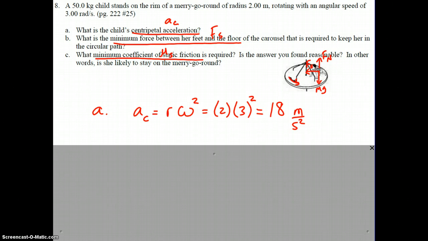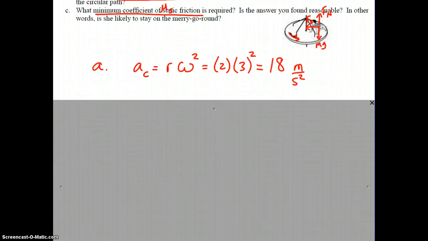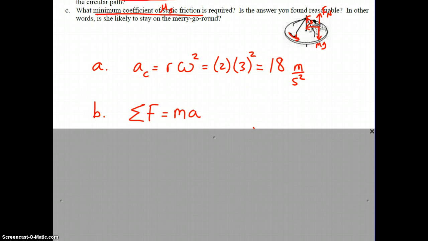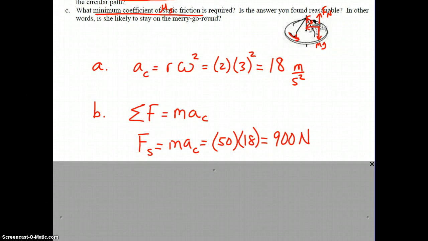We now can use this to solve for the minimum force between her feet and the floor. There's only one force keeping her in the circular path. So sigma F equals ma. Is she accelerating? Yes, because she's traveling in a circular path, so we add the subscript c. Fs equals mac. M is 50, AC previously calculated in part A is 18, and 50 times 18 is 900 newtons. So the friction keeping her in the circular path is 900 newtons.